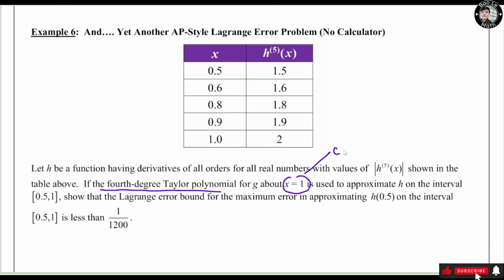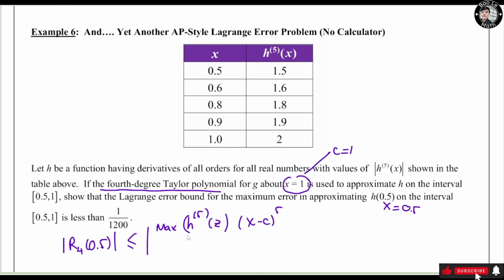Center 1, so you have C equals 1, right? S equals 0.5, right? So you have the absolute value of the remainder R sub 4 of 0.5 less than or equal to the maximum of H, the fifth derivative, of Z times S minus C raised to the fifth over 5 factorial, right? So it's going to be the maximum of this one.